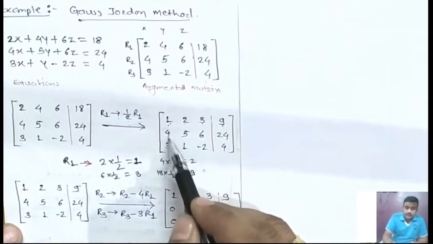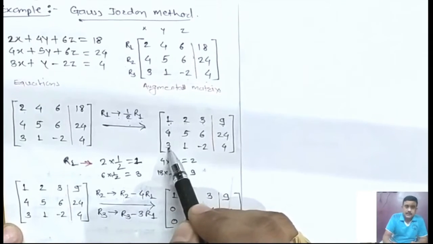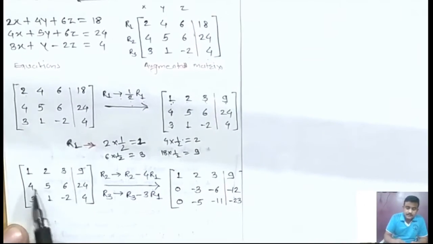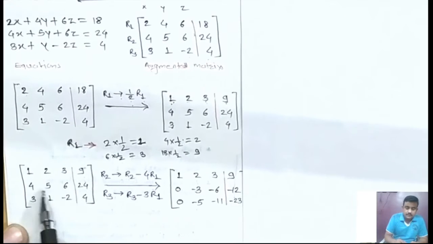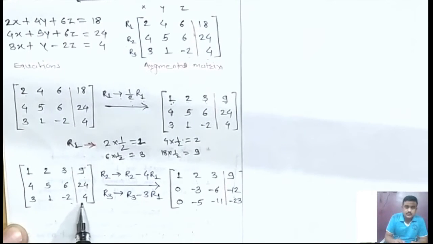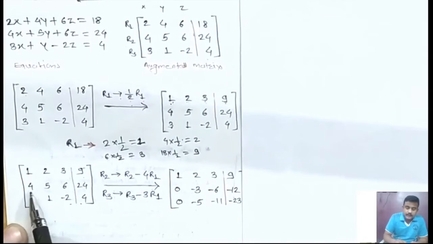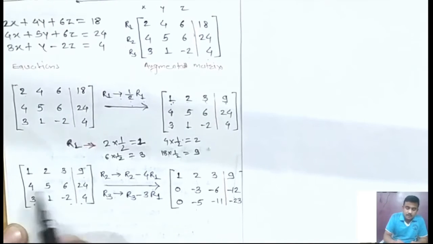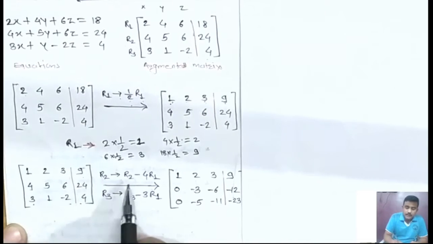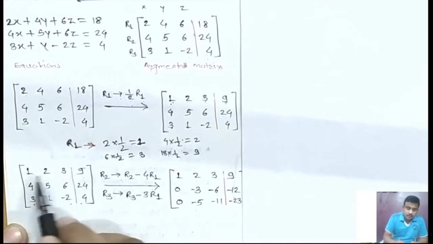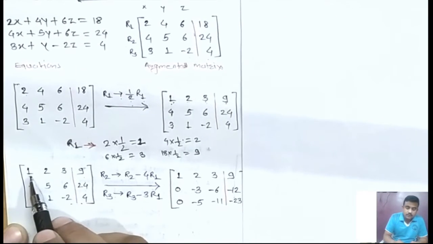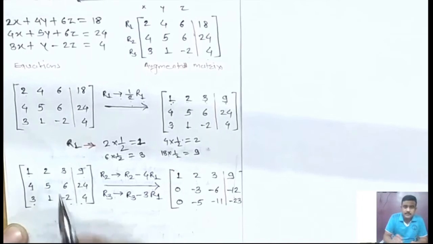Now below that 1 we need zeros. That's why we perform the second row transformation as follows. Here is our matrix: 1, 2, 3, 9; 4, 5, 6, 24; 3, 1, minus 2, 4. Now we need 0 here and 0 here. So we convert this matrix with the help of row transformations. R2 changes to row 2 minus 4 into row 1. The first element of row 1 is 1, so 4 into 1 is 4. 4 minus 4 will be 0.